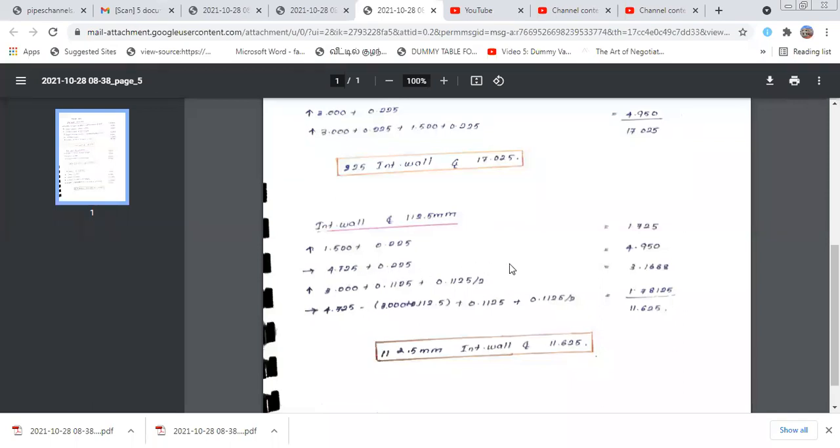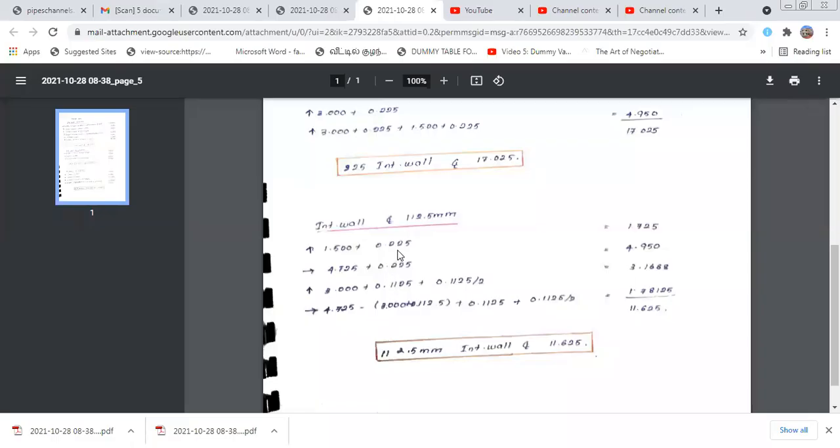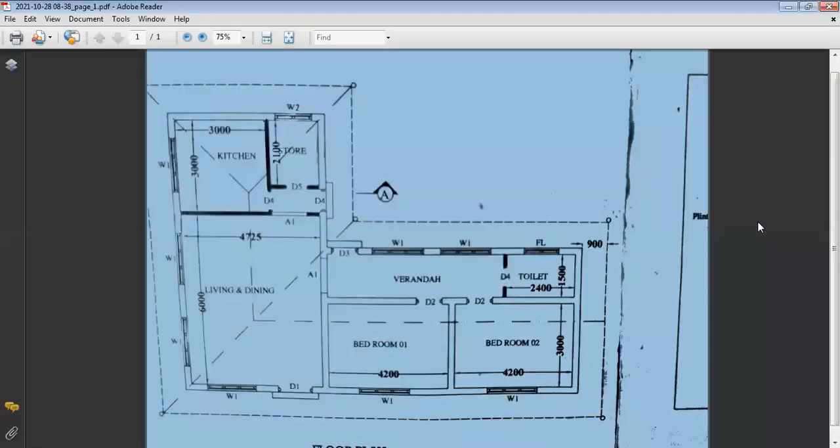We will move to this one, 4,725 plus 0.225. We check it for the 4,950 millimeter. Next one, for this area, the 1,500. Okay, 1,500. This center line 225 divided by 2. Here 225 divided by 2. Okay, 1,500 plus here 1,500 plus 225.